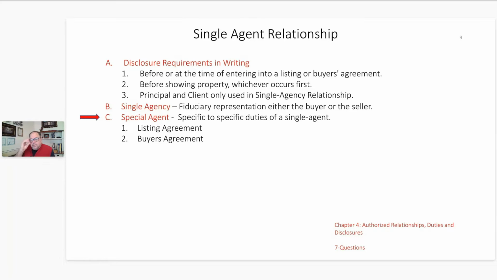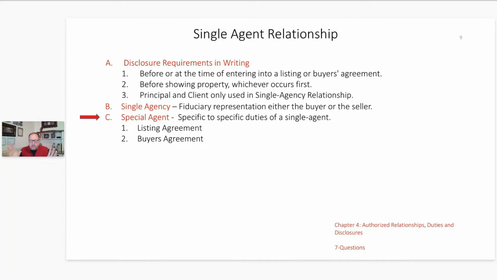Remember, in Florida, you are automatically a transaction broker. Okay. There is no requirement to disclose that. It's an automatic relation, and at that time they are going to be a customer. So you're automatically a transaction broker. In order to become a single agent broker or a single agent relation, you've got to disclose in writing. You have to disclose in writing a single agent form.